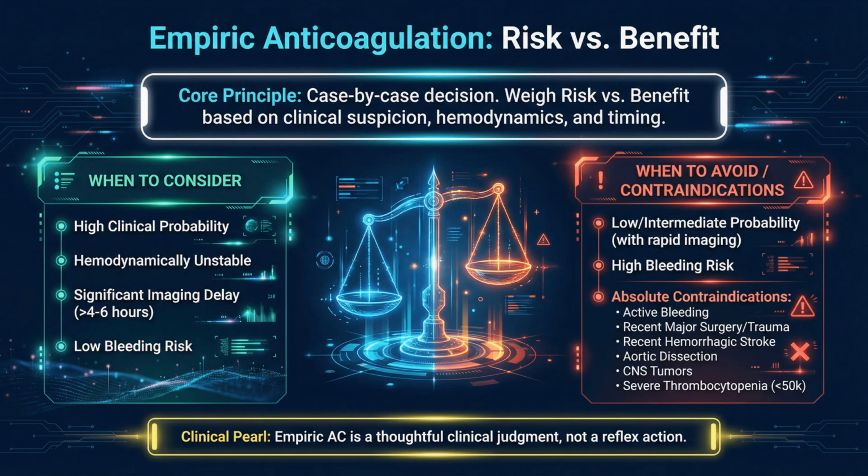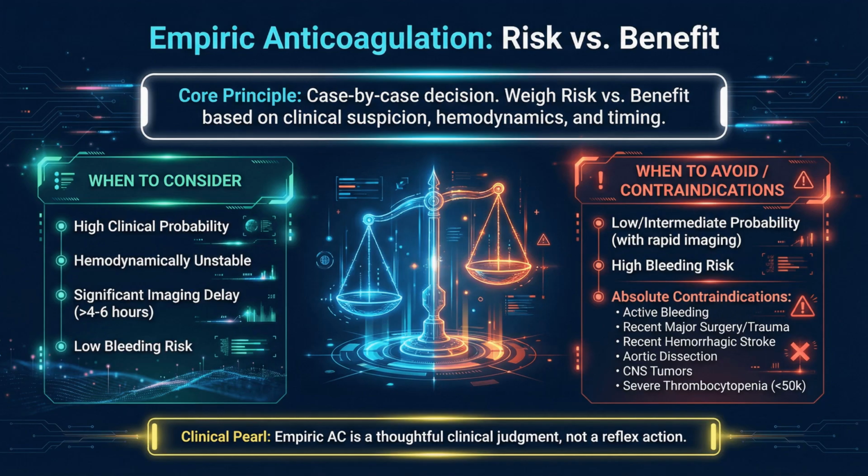You should strongly consider empiric anticoagulation in patients with a high clinical probability of PE who are hemodynamically unstable, especially if there's expected delay in imaging beyond 4 to 6 hours, and if their bleeding risk is low. In these cases, the potential benefits of preventing clot progression and death often outweigh the bleeding risks. Conversely, avoid empiric anticoagulation when the clinical suspicion is low or intermediate and imaging can be obtained promptly.